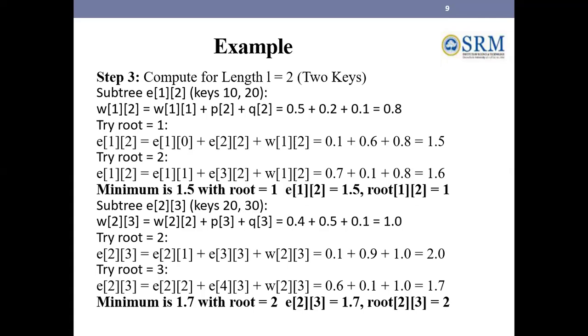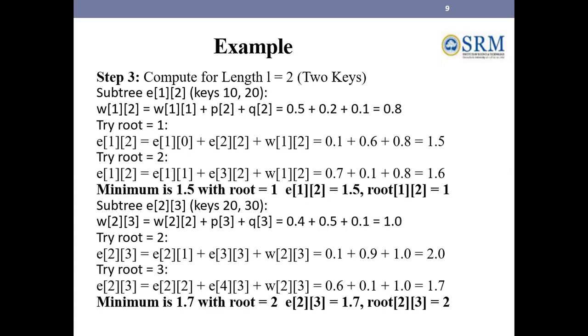First, we are taking root node as 1. What will be the cost? That is 1.5. And try root node with 2. That is, 20 is the root node, 10 is a child node. What will be the cost? See, we have values 1.5 and 1.6. So 1.5 is the minimum cost. So root node 1 gives the minimum cost for searching a key. So minimum is 1.5. The root node is 1.